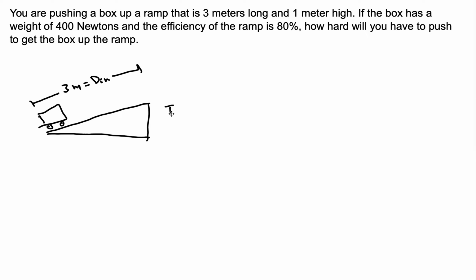It also says that the ramp is 1 meter high. That is going to be the output distance, because that's how high it's being lifted up above the ground. If I didn't use the ramp, I would have to lift it 1 meter. Now the box has a weight of 400 newtons. That is going to be the output force. Now the reason that's the output force is because if I didn't use this ramp, that's the force I would have to apply to lift the box up.